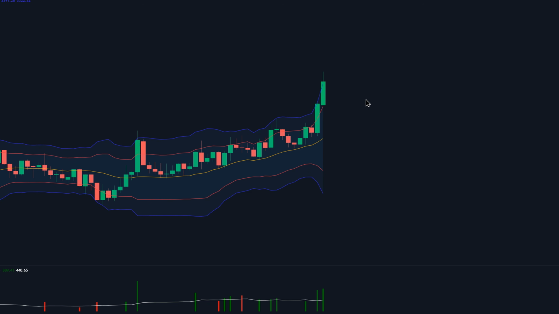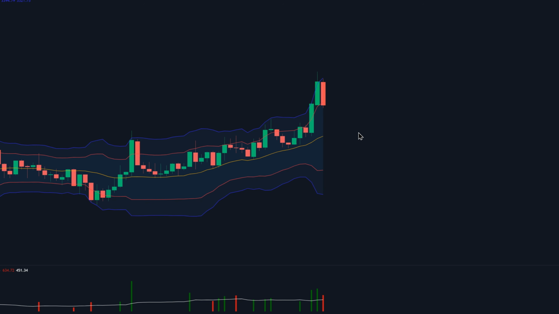Now, condition number 2 is we need the next candle from here to be a red candle that closes under this red line without closing under this yellow line. Let's see if that happens. So this is what we're looking for, a red candle that closes below the red line but above the yellow line. Then lastly, we need to ensure that this last candle has enough bearish volume to push the price in the direction of our trade.